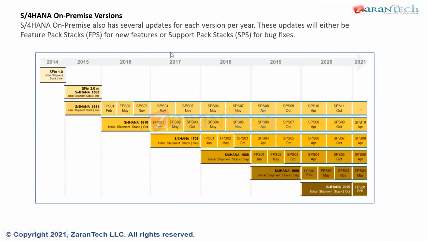Apart from the yearly releases, SAP also provides several updates for each version per year, like the feature pack stacks, called FPS, for the new features, and SPS, support pack stacks, for the bug fixes. If any issue happens for a transaction or any report in any version and we complain to SAP, they will look into the issue, fix it, and release SAP notes. If we implement those SAP notes, the issue will be resolved only for that particular issue. But in SPS, they club such bug fixes, maybe across the modules, and then they release these SPSs. If we implement these support pack stacks, those existing issues will be resolved.